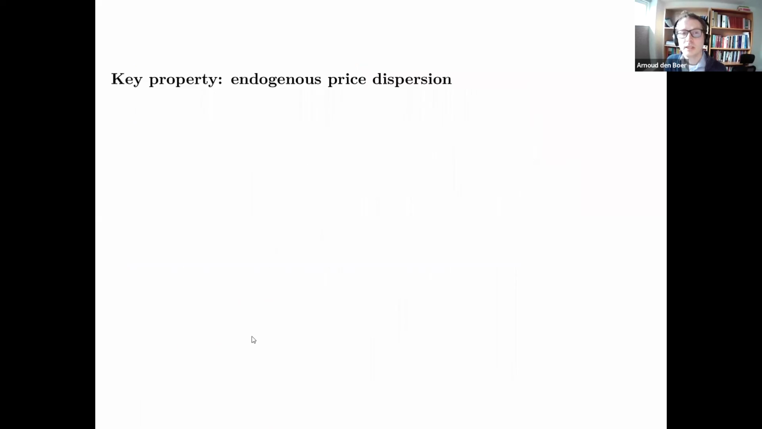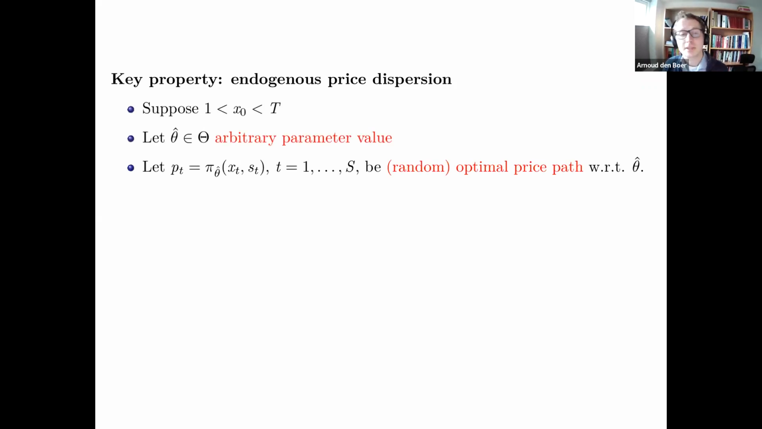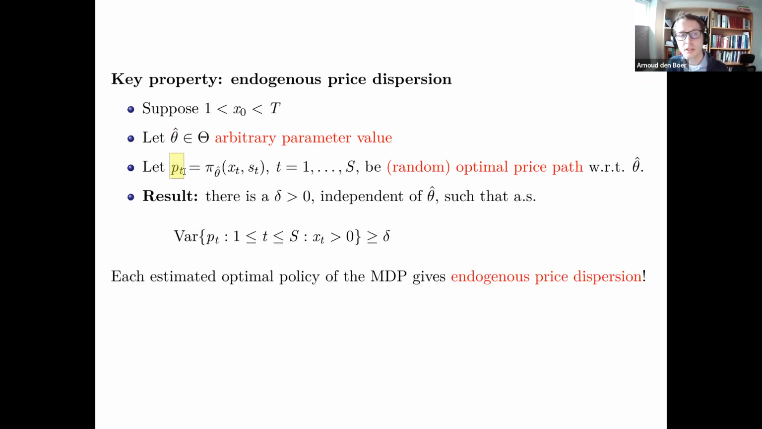So what do we do now? What is interesting is the following. Last Monday, I tried to convince you that you need to experiment, otherwise you cannot learn. But now I will claim that you don't need to experiment at all. Why is that? Well, we have some estimates, say theta hat. Suppose during a selling season, we just use the prices that are optimal given this theta hat.